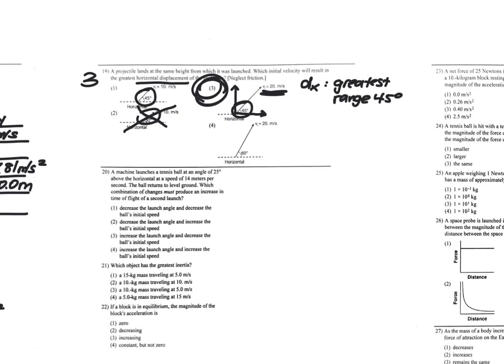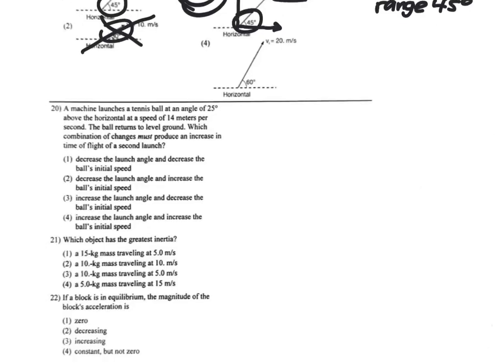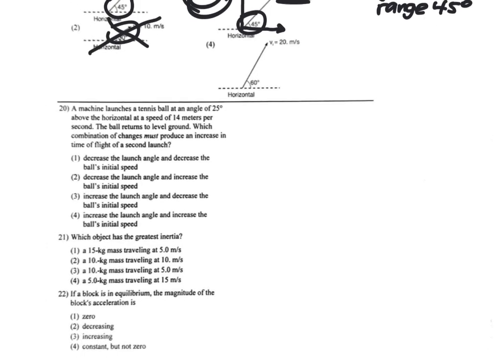Okay, then number 20 is our last projectile question on last year's midterm, or on the 2025 midterm. I'm recording this in 2026. And all right, so a machine launches a tennis ball at 25 degrees at 14 meters per second, and it returns to the ground. Which combination of changes must produce an increase in time of flight?